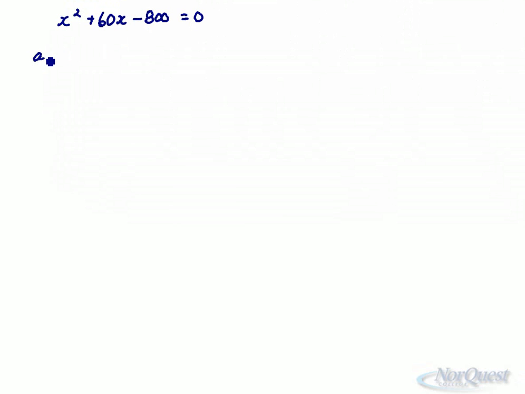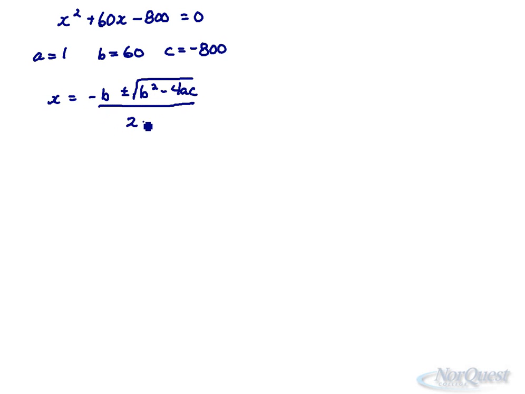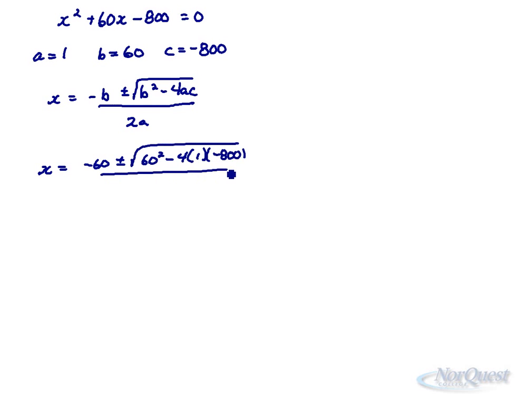Pull out a, b, and c. A equals 1, b equals 60, c equals negative 800. Put this in the quadratic formula. Minus b plus or minus the square root of b squared minus 4ac all over 2a. Do the substitution. X equals minus 60 plus or minus the square root of 60 squared minus 4 times 1 times negative 800, all over 2 times 1.